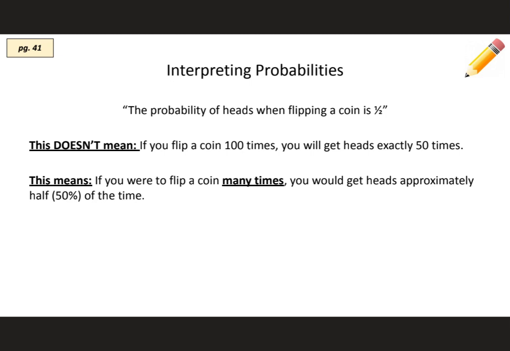Remember, probability is the proportion of successes in a very long series of repetitions. So the way that we would interpret this 1/2 is we would say if you were to flip a coin many times, so 100 you can say is many, but we wouldn't get exactly 50. We would say that you would get heads approximately half or 50% of the time. So it's a proportion of successes over a very long series of repetitions. So not exactly 50 out of 100 times, but maybe approximately 50 out of 100 times.